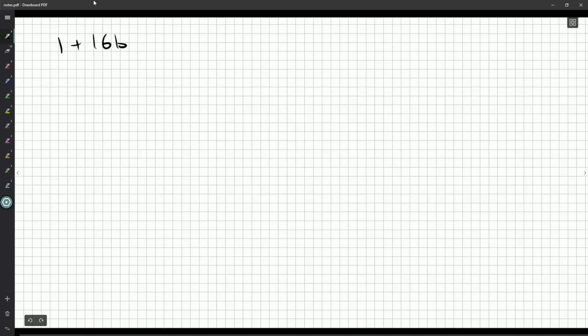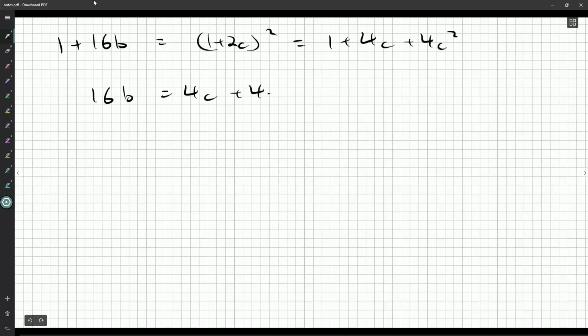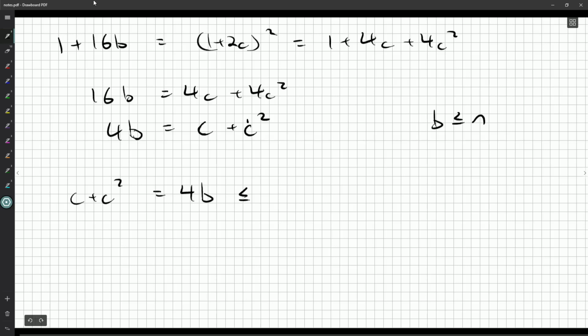So 1 plus 16b, if we said this was, say, (1 plus 2c) squared, we'd get 1 plus 4c plus 4c squared. So 16b would be equal to 4c plus 4c squared, or 4b would be equal to c plus c squared. So now c plus c squared would be equal to 4b, and b has to be less than or equal to n.